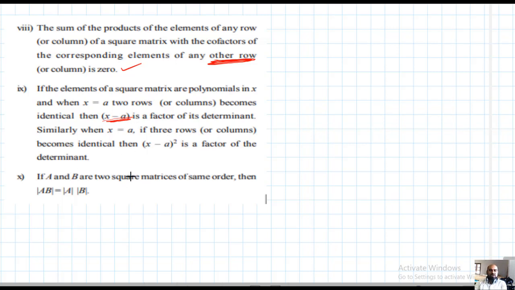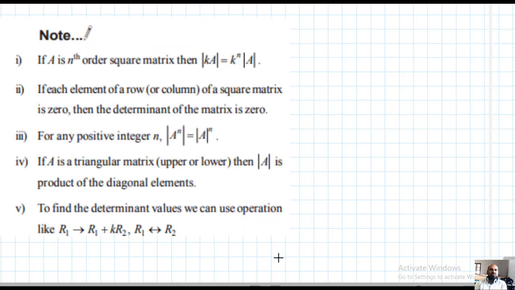If A and B are two square matrices of the same order, then determinant of AB equals determinant of A into determinant of B. So this is another important property. If A is an nth order square matrix, then determinant of kA equals k power n into determinant of A. Next, if each element of a row or column of a square matrix is 0, then the determinant of that matrix is 0.